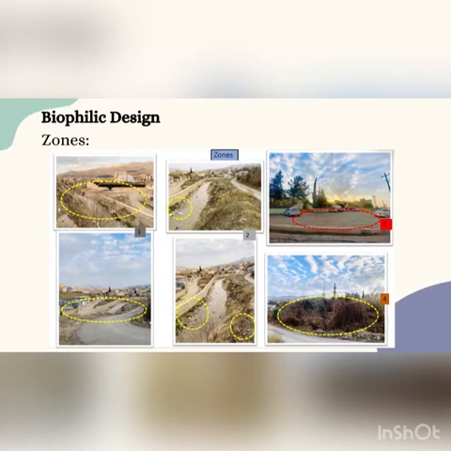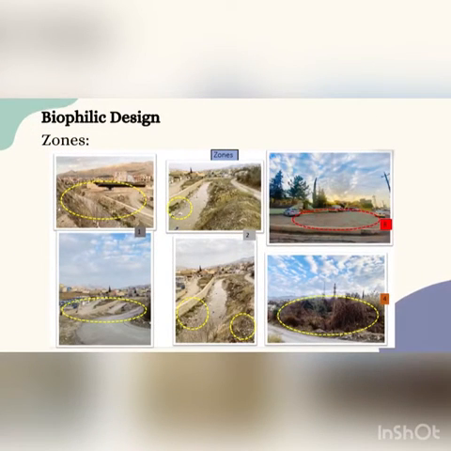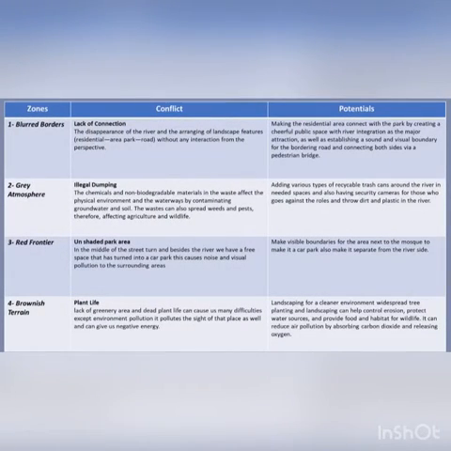Unshaded park area. In the middle street and beside the river, we have a free space that is used as a car park, but this causes a lot of noise and visual pollution to the surrounding area because it's not an appropriate place to park. Solution for this problem, we should have an appropriate parking area next to the mosque and separated from the riverside.